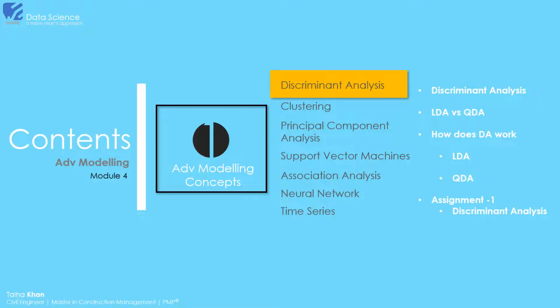So in discriminant analysis, we will first see what discriminant analysis is. After that, we will see the difference between linear discriminant analysis and quadratic discriminant analysis. Then we will go into the details of LDA, how it works, and then we'll see how QDA works. After completing the theory part, we will as usual implement it in R through an assignment. So that is how we will be proceeding in this section. So let's see what discriminant analysis is.